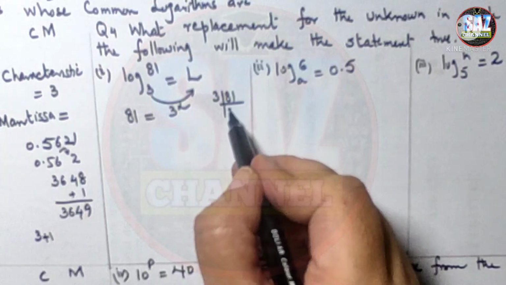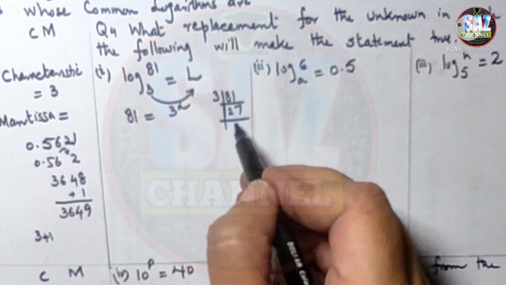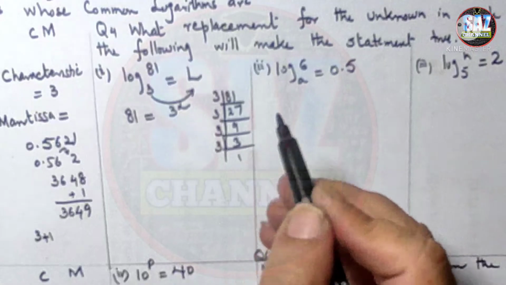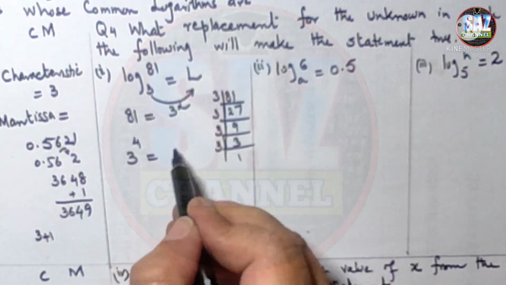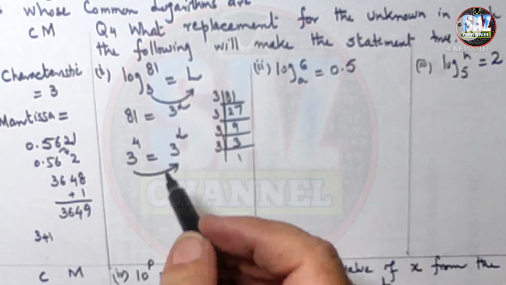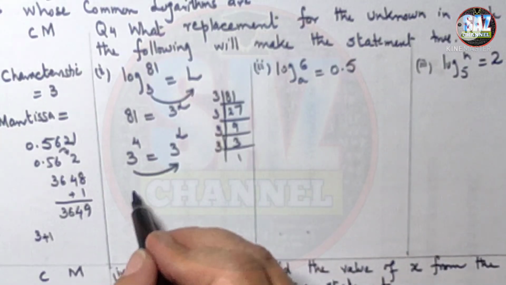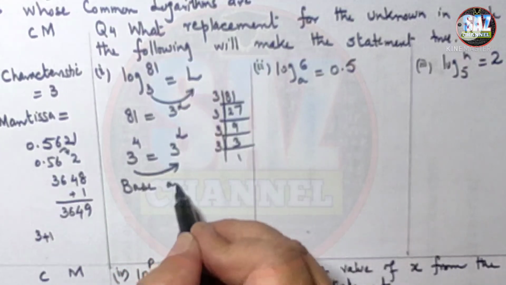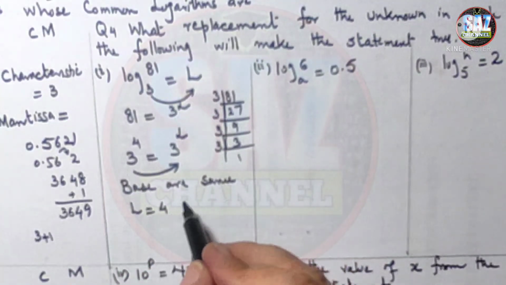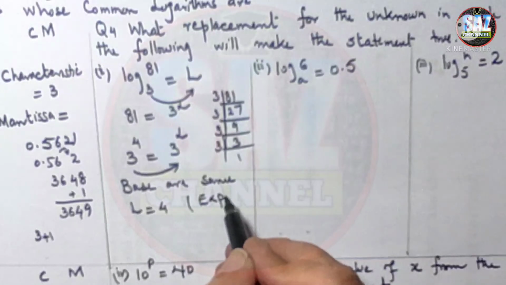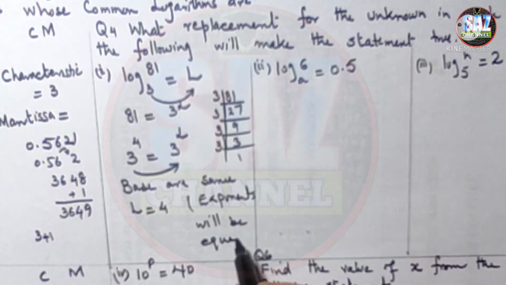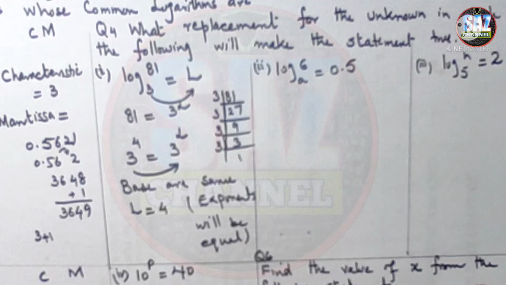3 twos are 6, 3 sevens are 21, 3 nines are 27, 3 threes are 9, 3 ones are 3. For 81, I can write 3 how many times? 3 raised to the power of 4 equals 3 raised to the power of L. Now the bases are the same, so we can equate the powers. So L equals 4. Exponents will be equal.